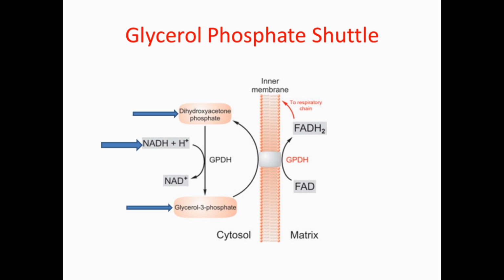Because of that, it will simultaneously convert FAD into FADH2, and that's how we get one FADH2 molecule inside the mitochondria. So that's how NADH is converted into FADH2. We are not exactly transferring NADH into the mitochondria, but we are converting NADH into FADH2, and that's how FADH2 will go into the electron transport chain and make ATP.